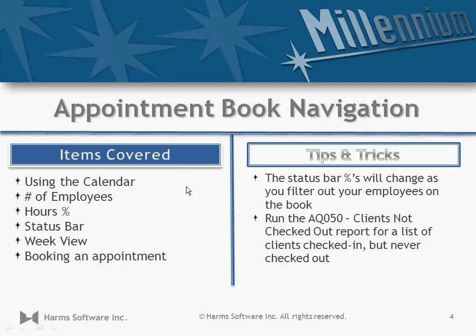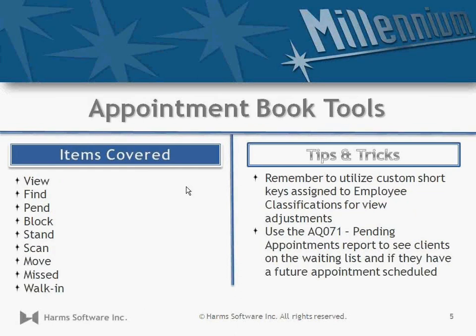So appointment book navigation, we can use the calendar if we want to go to a specific day. We can also see how many employees are on the book. We can take a look at the hours that are booked. We saw the status bar along the bottom. We can do a week view if you wanted to just book for one single employee. And then we took our first look at booking an appointment. The next thing that we're going to take a look at is our appointment book tools. And as you can see, there is a lot. So let's just jump right into that.